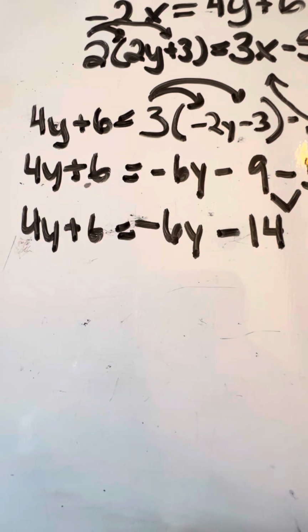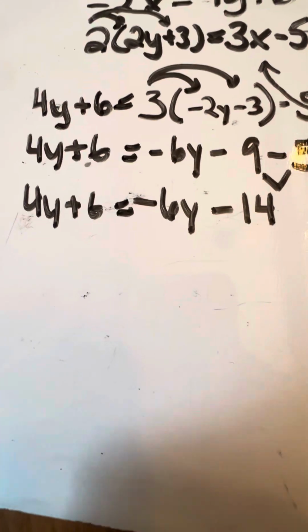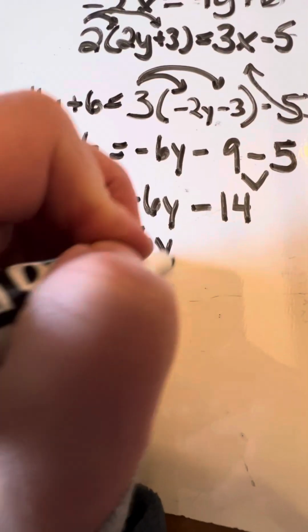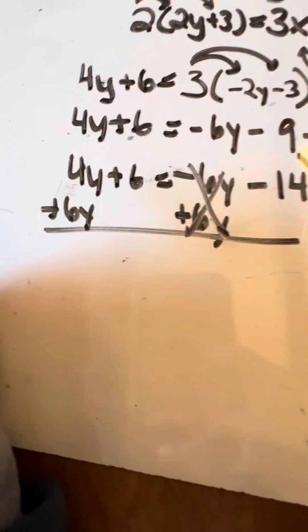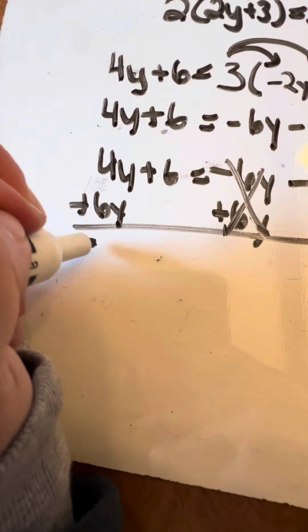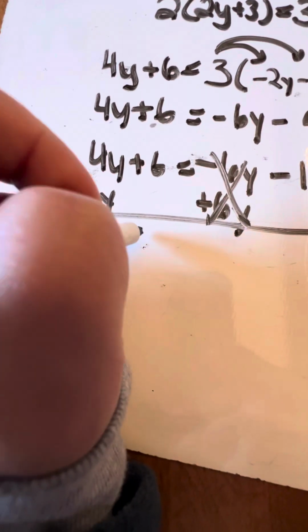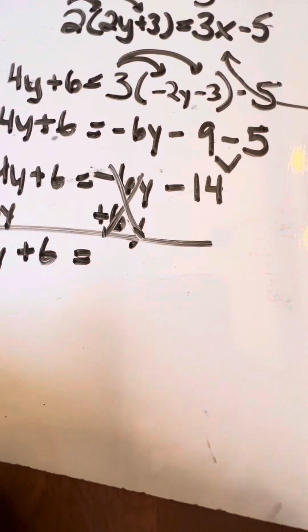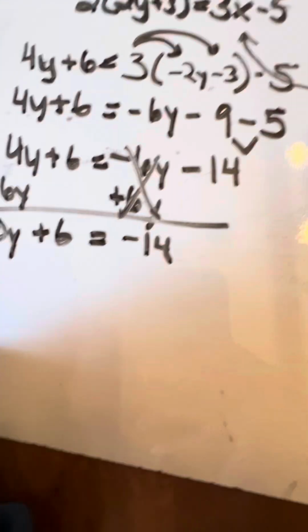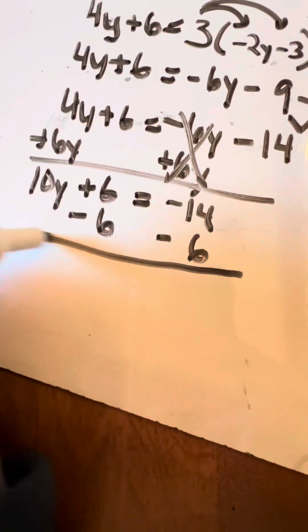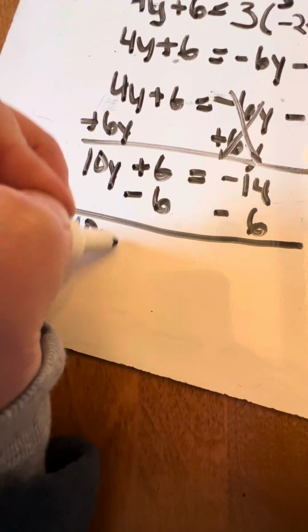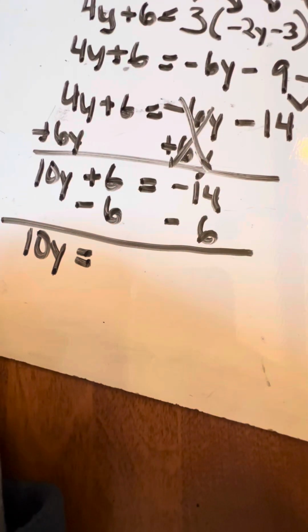Now we've got some decisions to make. I like to keep my y's positive, so I'm going to add 6y on both sides. I always like to have variables positive whenever possible. Then you add these together, getting 10y plus 6. And then over here, all that's left is -14. Now that is going to make that -6 come over here as a negative, but that's okay. Not a problem. Negatives are sometimes inevitable.